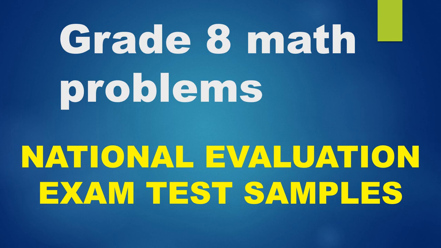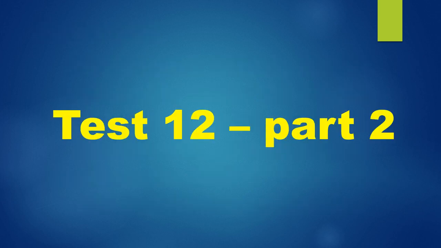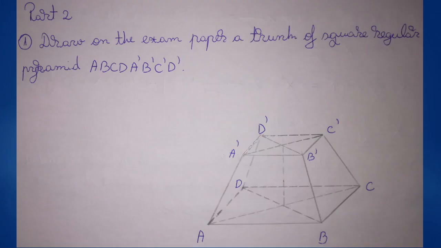In this video I shall present the solutions for the second part of test 12. Exercise 1. Draw on the exam paper a trunk of square regular pyramid ABCD A', B', C', D'.